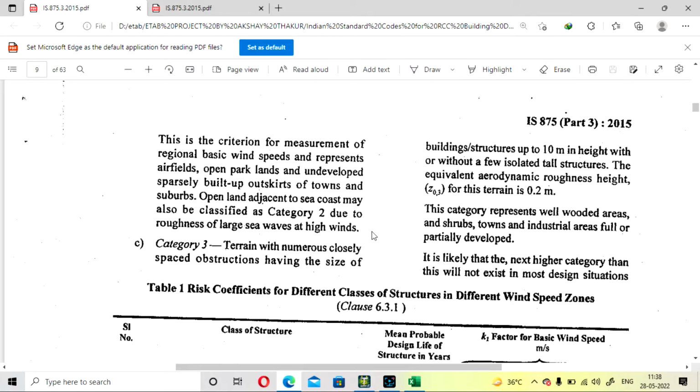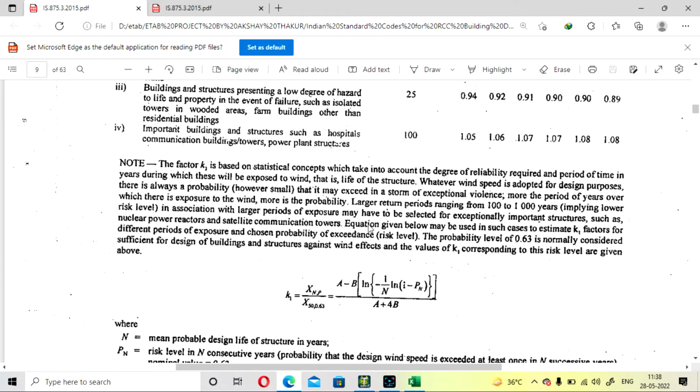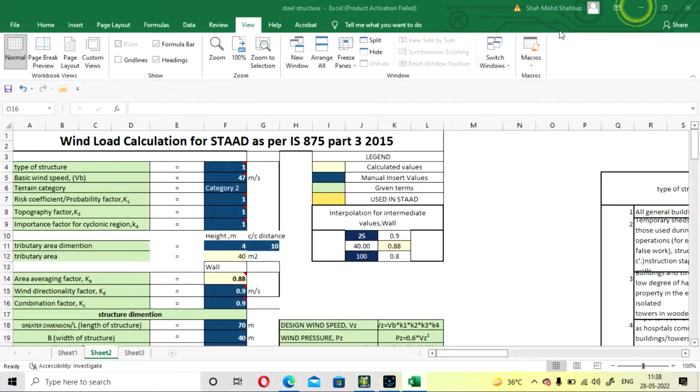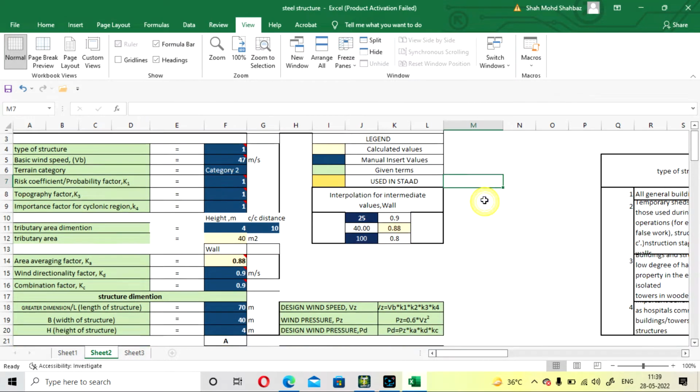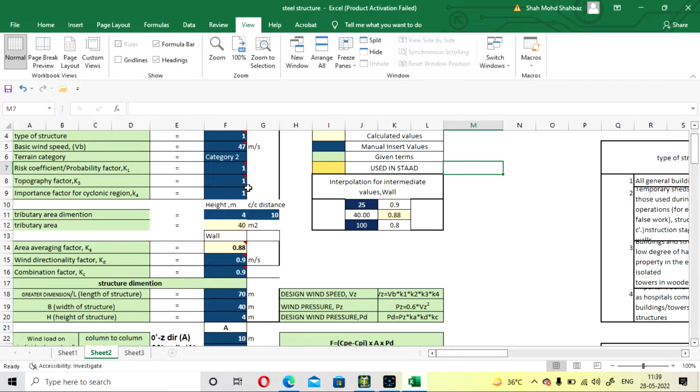Okay. Similarly for category 4. So we are going to follow category 2, because few obstructions will be there nearby our building. So category 2 we have chosen. So all categories are present. You have to choose your category. It is 2. Now this will be okay. So next, risk coefficient or probability factor. It is present on page number 7, clause 6.3.1.